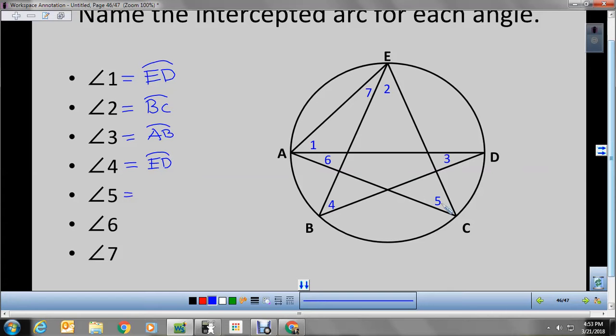Let's look at 5 now. Angle 5 opens up to E and A, which means it's arc AE. Angle 6 opens up to D and C, which is arc CD or DC. It doesn't really matter which way you write it. And the last one, angle 7, opens up to A and B, so that's arc AB. All right, so these are the arcs they open up to. Now let's take a look at what happens when we plug numbers in.